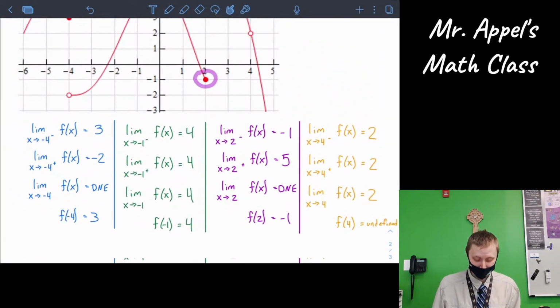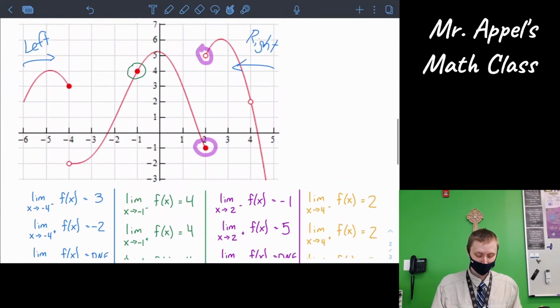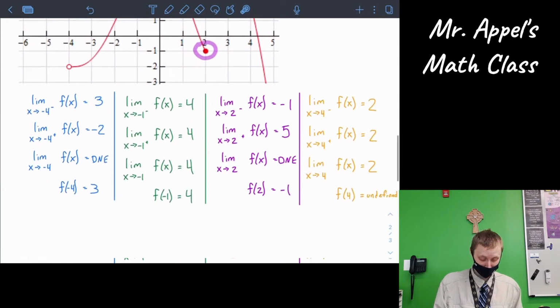Why is it undefined? Why did it skip? I don't know. We'll investigate that later, looking at an equation for the function, what would cause such a discontinuity. Okay. These guys are jump discontinuities. They're just a result of this function is actually a piecewise function. It is defined in at least 3 separate pieces.